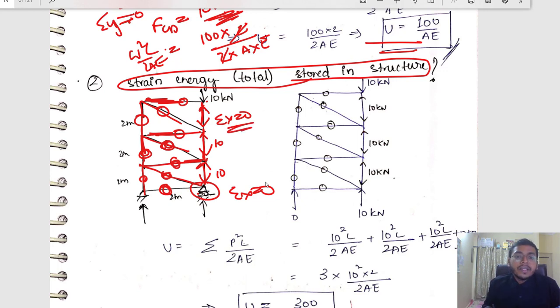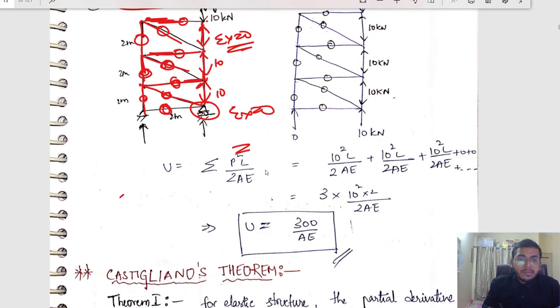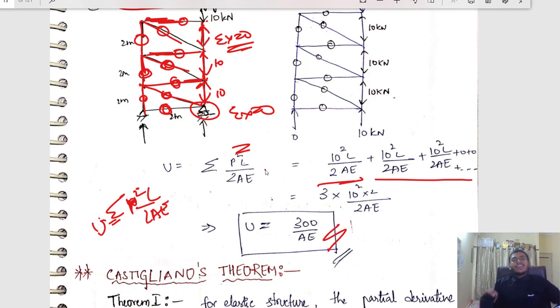We have to summate all these three things and you will be getting your answer. So sigma P square L by 2AE, or W square L by 2AE, it is up to you, P or W, it doesn't matter. That is your strain energy. So you just have to write 10 square L by 2AE plus 10 square L by 2AE plus 10 square L by 2AE plus 0, 0, 0, 0, 0. So you'll be getting 300 by AE as your answer.